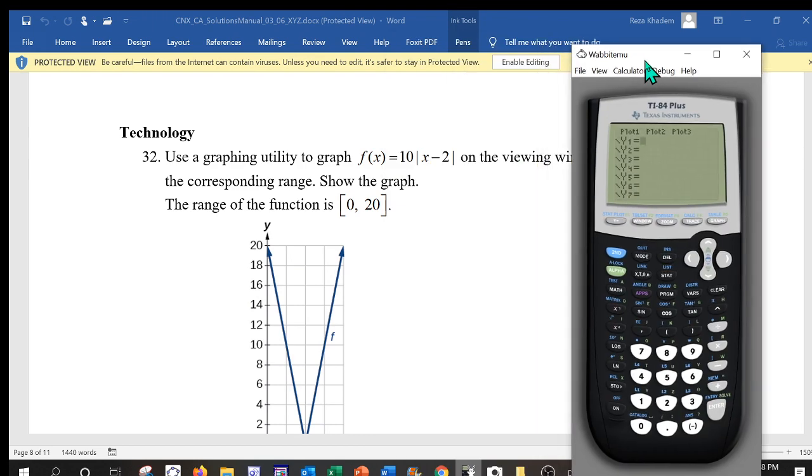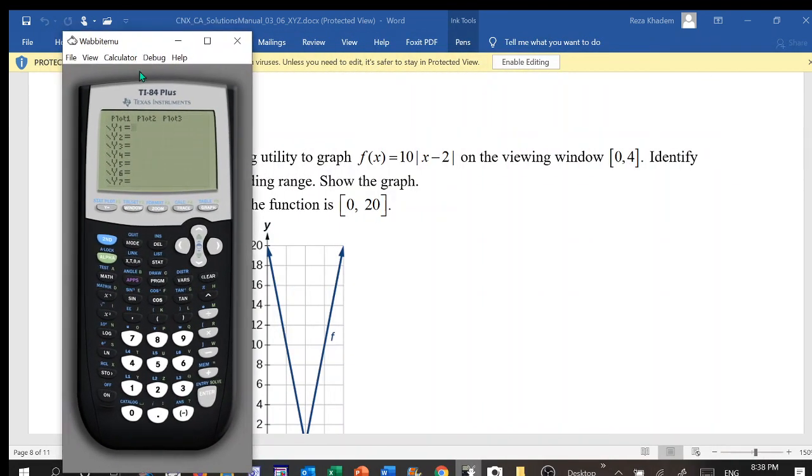So to graph this, we need to go to y equals and put 10 times absolute value of x minus 2. Now absolute value is under math, number. The first one says absolute value. You fetch that, and that means absolute value of x minus 2, so you put x minus 2 in there. And now we want to make a viewing window 0 to 4.